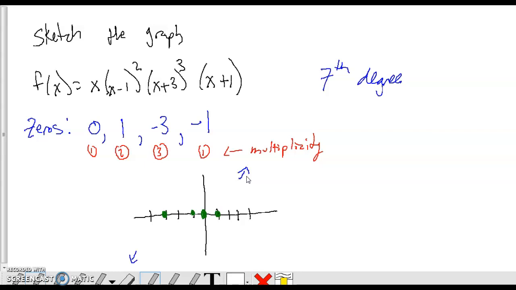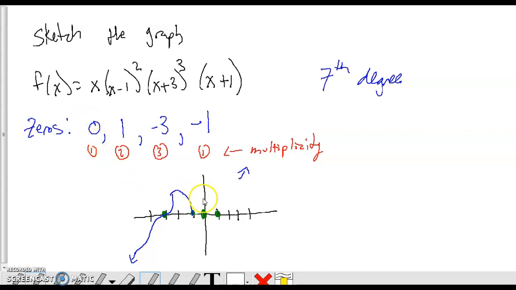Okay, so I'm going to go through here. It says go through multiplicity of 3, so it's going to be like a cubic. So I'm going to make it kind of look like this. Okay, and I'll connect it to this part. And then -1 just has a multiplicity of 1, so I'm not going to go very high. I'll come right back down.